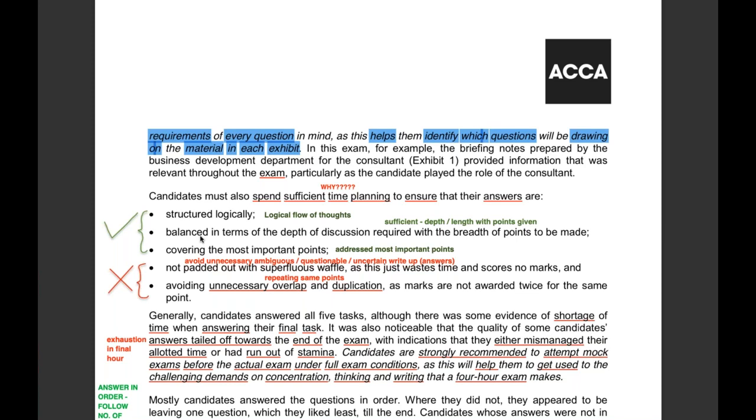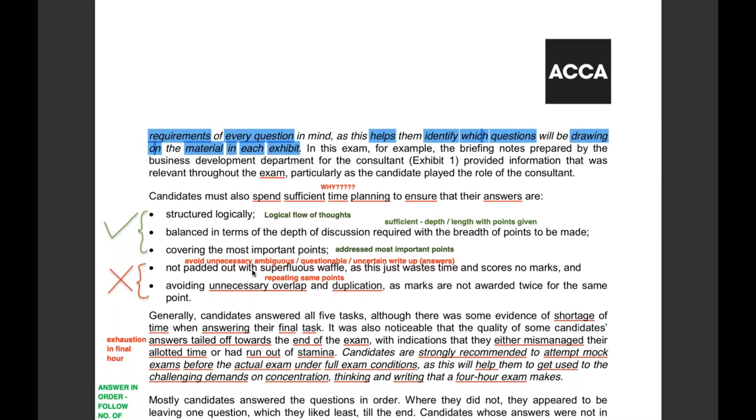And then balance in terms of depth of discussion required with the breadth of points to be made. That means sufficient depth and length for the points given. You have these particular points, and when you write them down, it has to be balanced in terms of depth. Not too long and not too short, just nice for the points that you are having. And it should be covering the most important points. That means you have addressed the most important issues here. If they're talking about certain technical knowledge, make sure you are able to address it comprehensively in the context of that particular requirement.